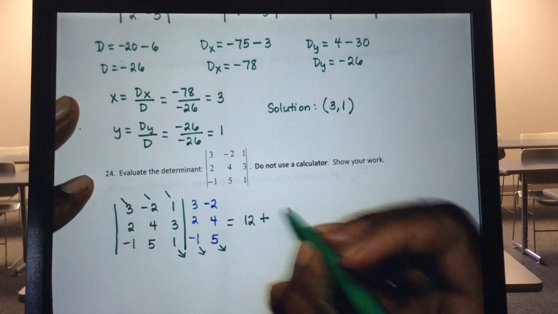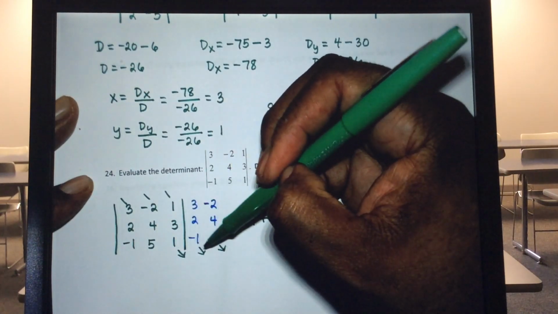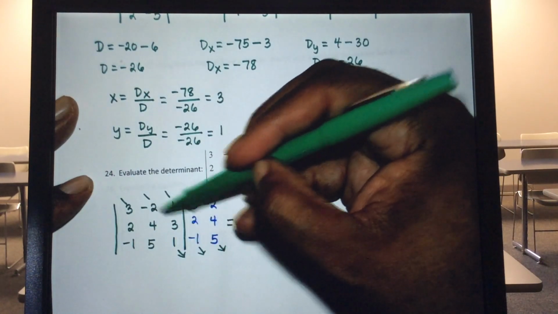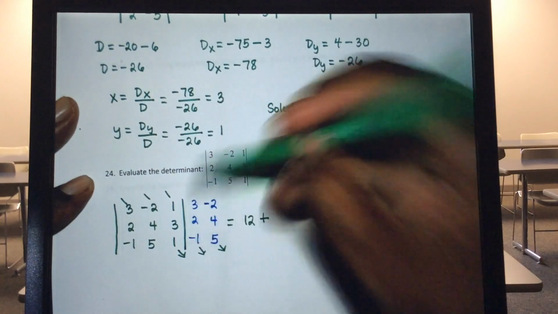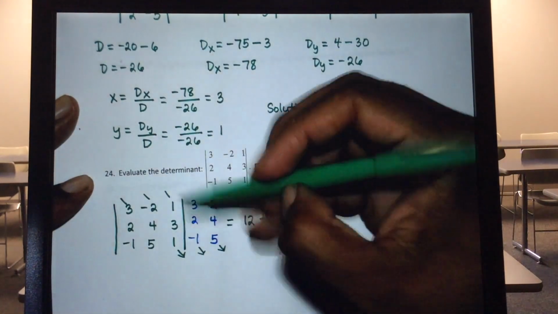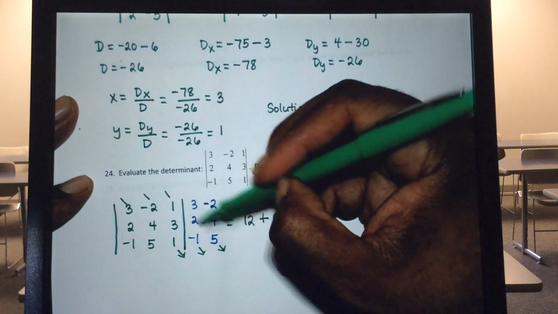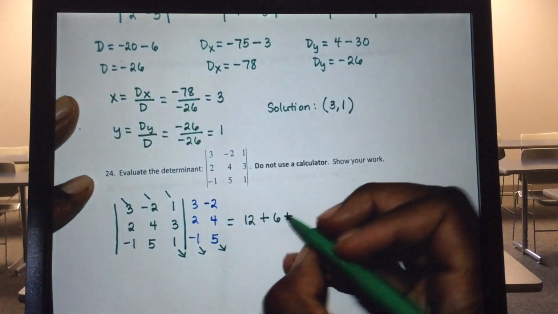And then plus the product of this diagonal, negative 2, 3, negative 1. In this case, negative 2 times 3 is negative 6. Negative 6 times that negative 1 is 6. And then plus the product of this diagonal, 1, 2, and 5. 1 times 2 is 2. 2 times 5 will be 10.